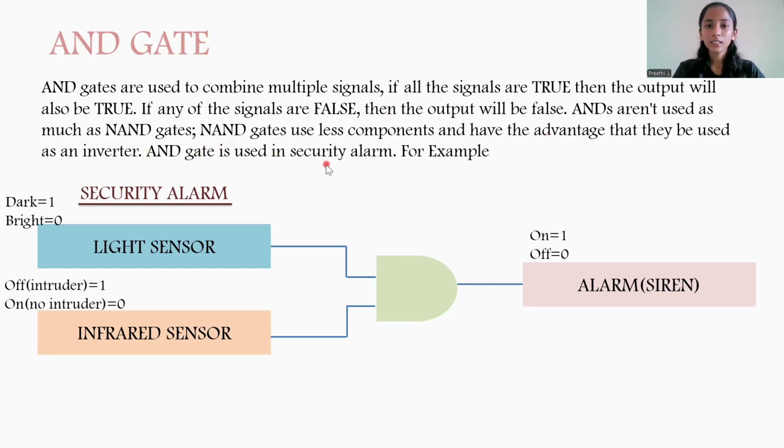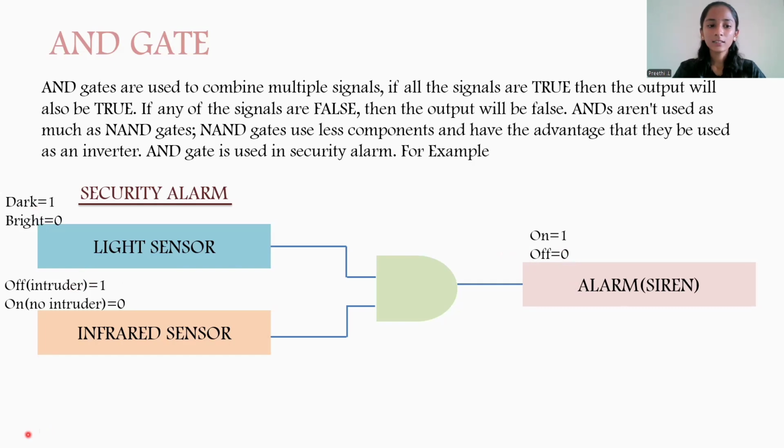NAND gate is used in a security alarm. For example, we have the security alarm and the two inputs are light sensor and infrared sensor. The output is the alarm, the siren. Here, dark and intruder represent 1, and bright and no intruder represent 0. So, when the input is dark and intruder, we get the output as 1, that is, the alarm is on.